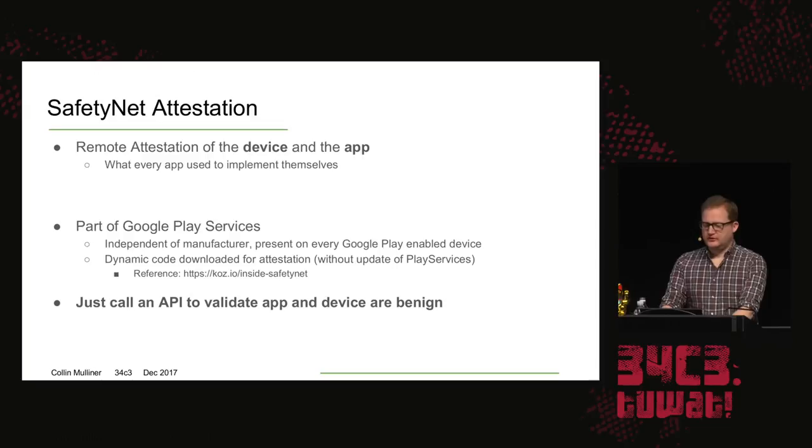So what is actually the attestation part? It's really the attestation of the device and the specific app that called the API. That's basically all of the things people use to implement themselves. And as I said, it's part of the Google Play services. Basically, you just call an API and validate that your app and the user's device was not modified.